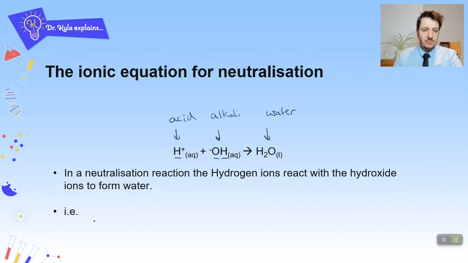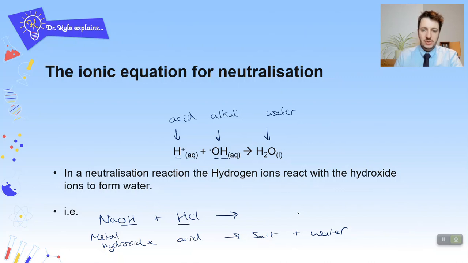So if we take an example then, if we did NaOH plus HCl, here, which we've done before, this is a metal hydroxide. And here we've got an acid, a strong acid. And so what's that going to make? It's going to make a salt plus water. And it will neutralise it because you've got your hydroxide there and your hydrogen. So you're going to make H2O. And then what's left over is NaCl. Really well done if you followed that through.